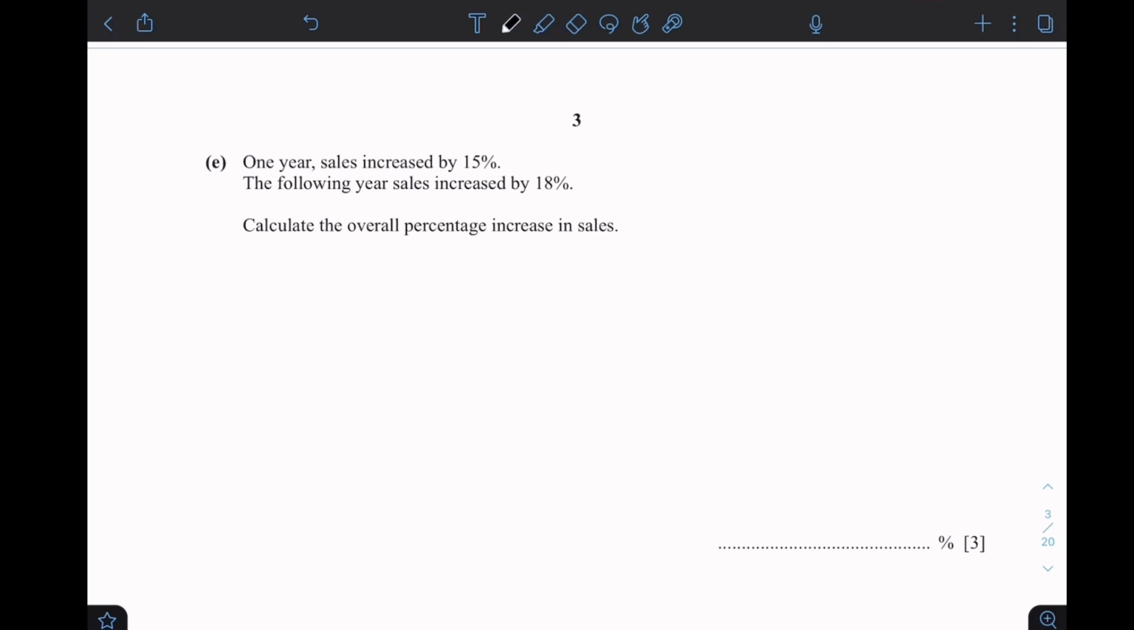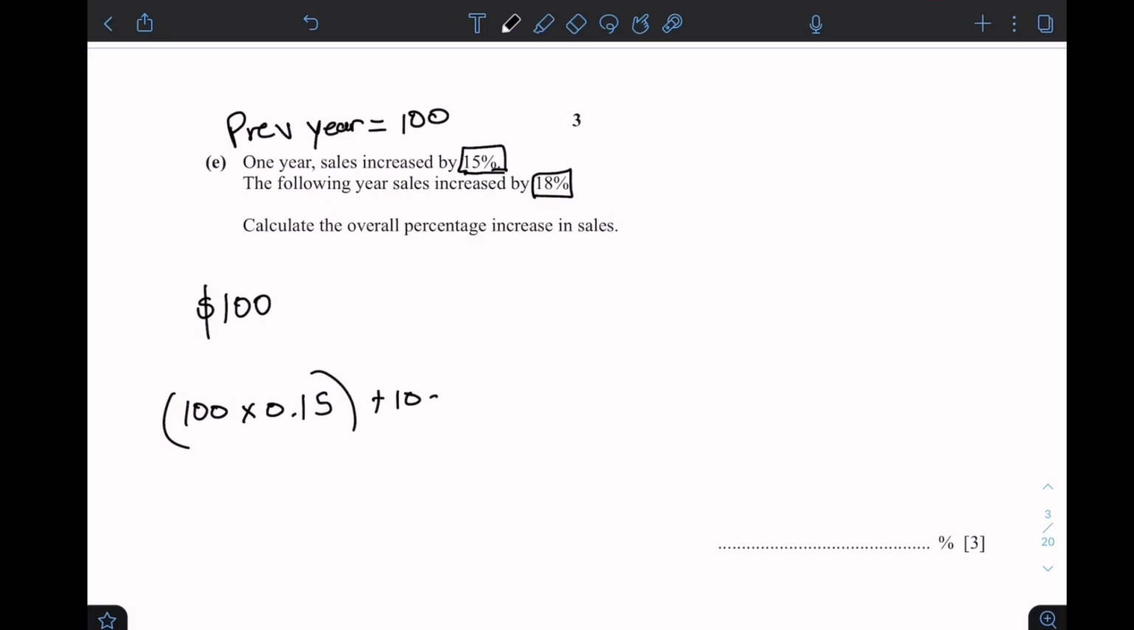So it's basically saying, let's assume in the previous year they made $100. The next year it increased by 15%, and then the year after it increased by 18%. From 100, if you do 100 times 0.15 plus 100, that is equal to 115, so that is going to $115.